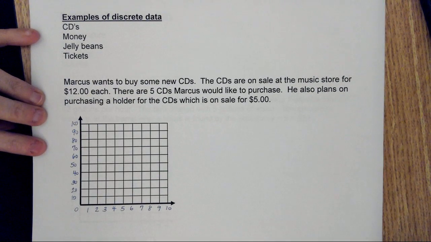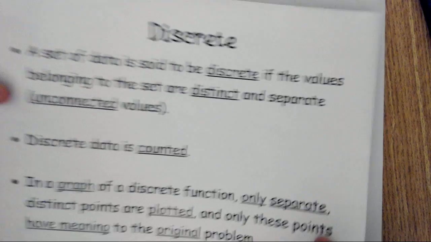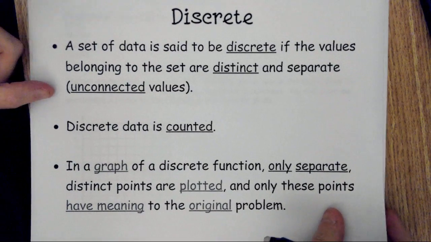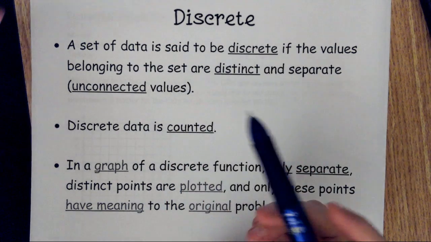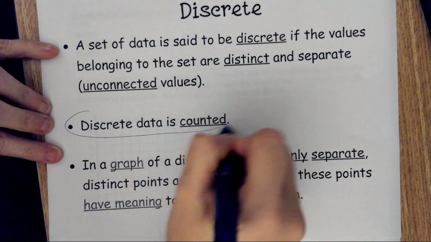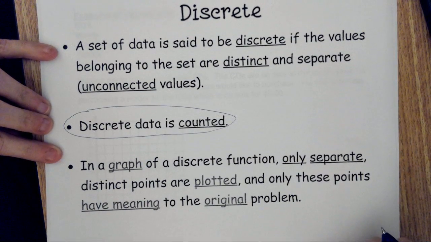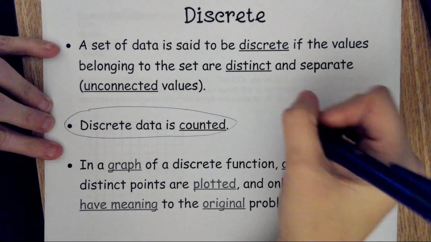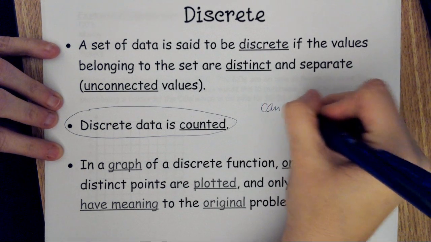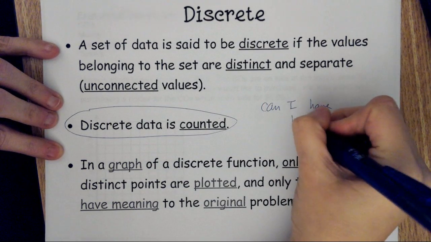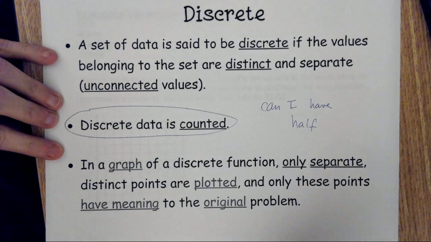So when we look at discrete data, I gave you a bunch of definitions that had a whole lot of big words that didn't really mean a lot. I'm going to be honest with you. A set of data is said to be discrete if the values belonging to the set are distinct. Okay, here's the really important part. Discrete data is counted. And when you decide whether data is discrete, the question you ask yourself is, can I have half? Can I have part of one?